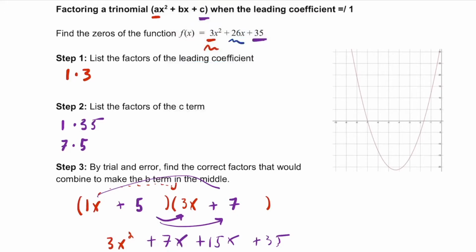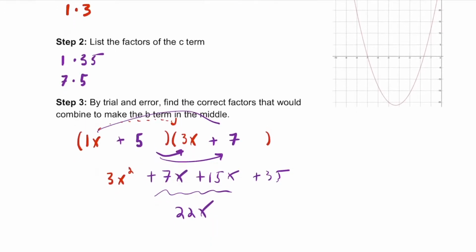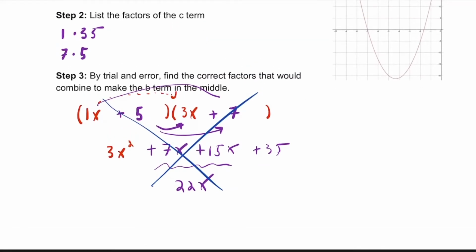I wanted a 26x in the middle, so that one is not correct. So we try again. We do over here 1x, let's switch them around. 1x plus 7 times 3x plus 5.